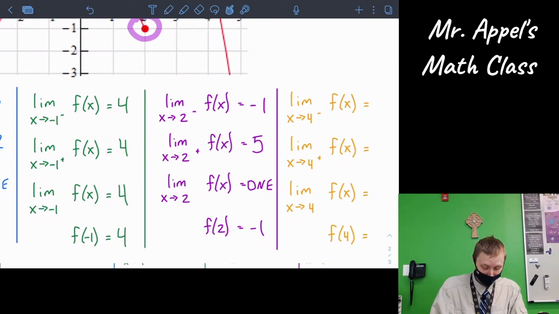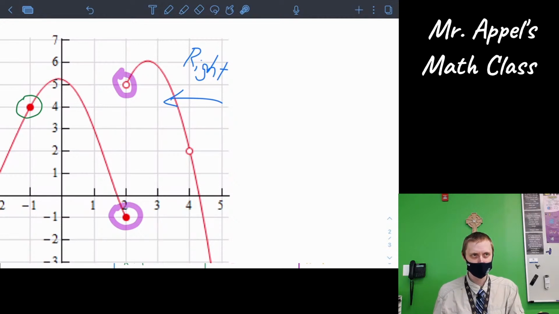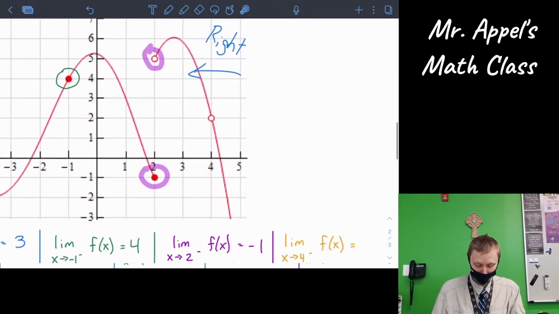All right, last one. We'll go orange here. Taking a look at positive 4. Now take a good look at that. What's the function doing there? See if you can't predict what we're going to fill in. We'll start with the left-handed side limit as I approach 4 from the left. So left of 4, find our function, follow it back to 4. Looks like I stop at 2.